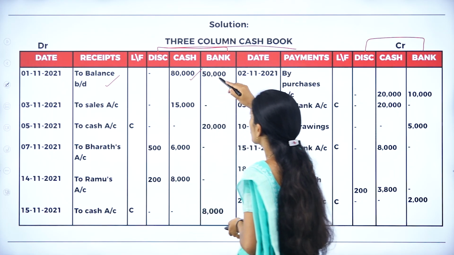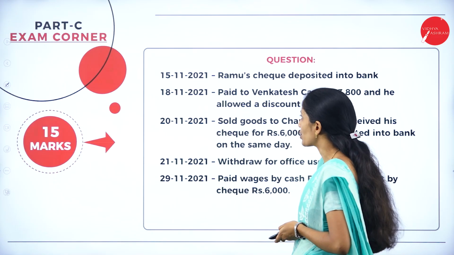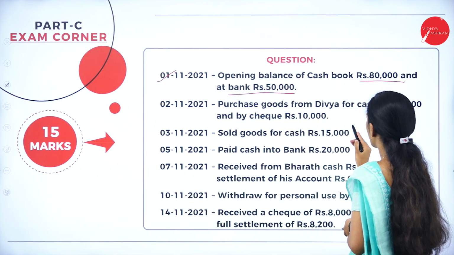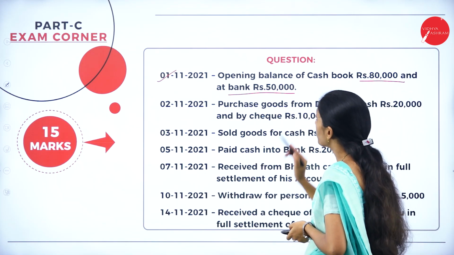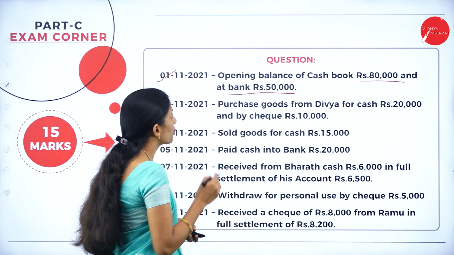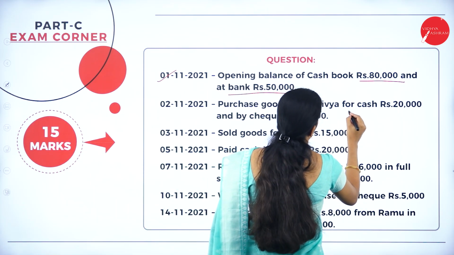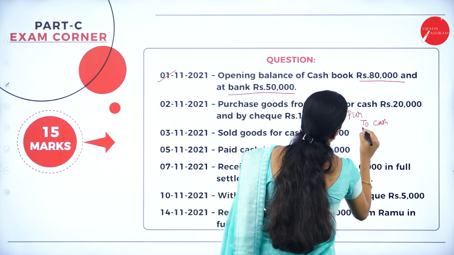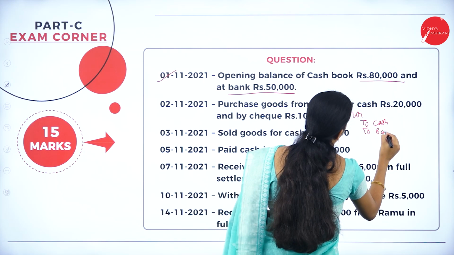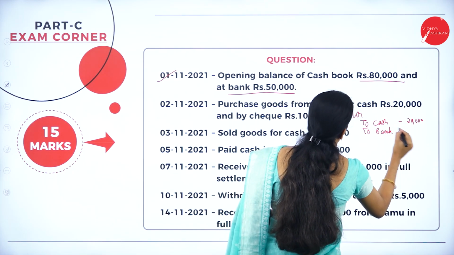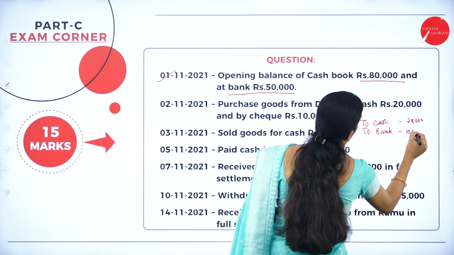So cash 80,000, bank 50,000. Next one, 2/11/2021, purchase goods from Divya for cash and by check rupees 10,000. Now, what is the journal entry? Purchase goods from Divya. So, your entry is purchases account, to cash and to bank. Correct? So, cash is 20,000 and bank is 10,000.